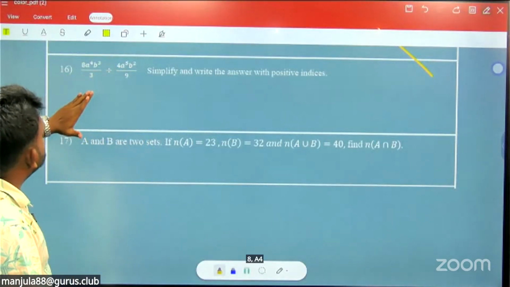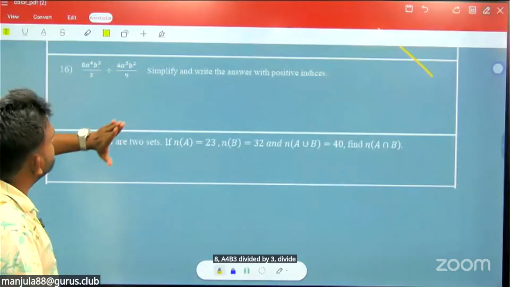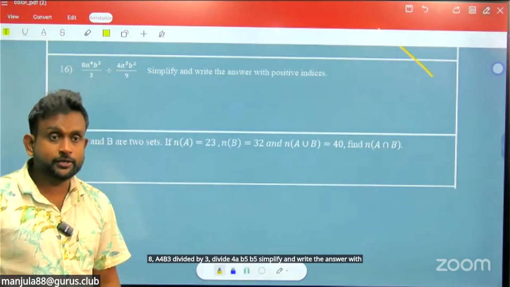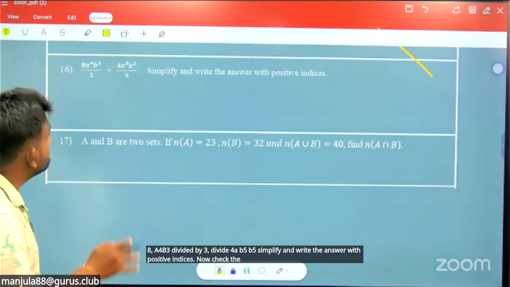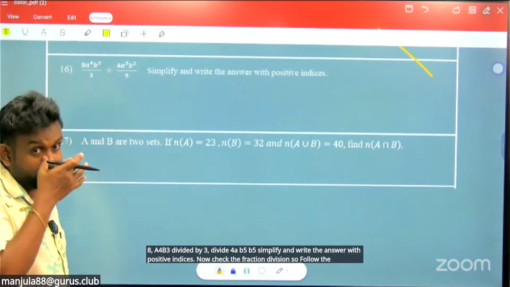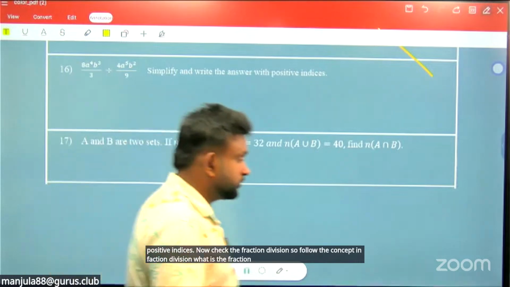8a^4b^3 divided by 3 divided by 4ab^5. Simplify and write the answer with positive indices. Now check the fraction division. So follow the concept in fraction division. What is the fraction division concept?